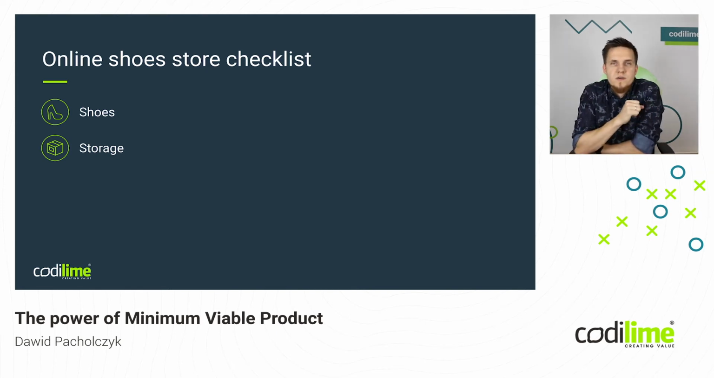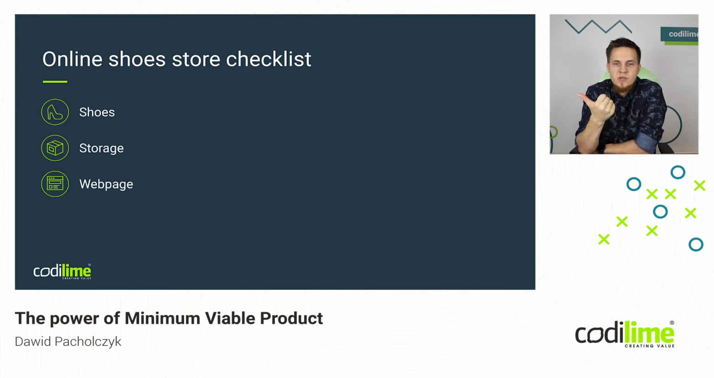So the third thing you need is a web page because you need to present your shoes, you need to present your offer. A simple static web page is more than enough. You just need to have a list of products, a card, and a form that will send the information about the user that placed an order. And that's all. You don't need to invest a lot of money. Simplicity is the key to the success.